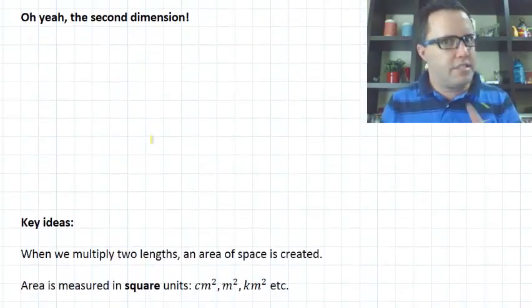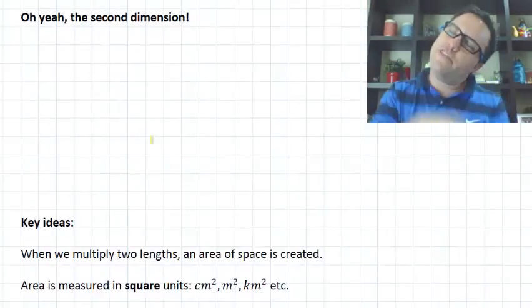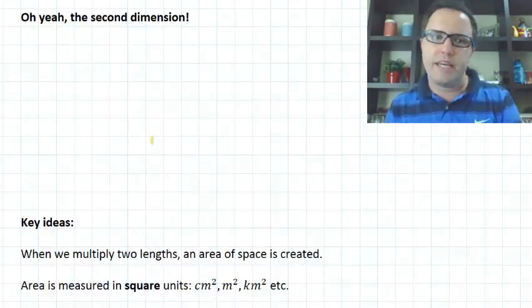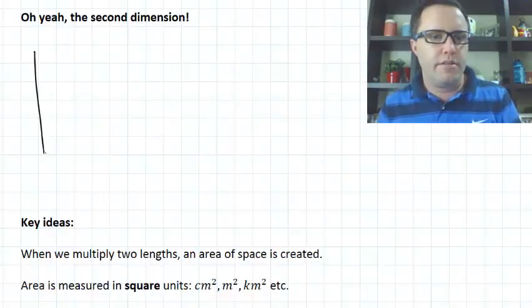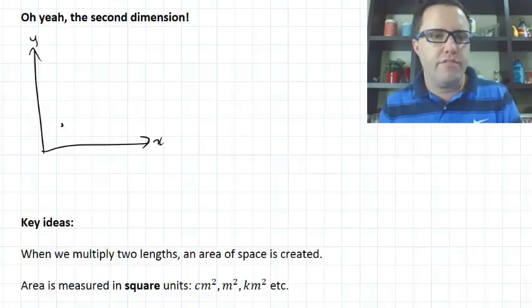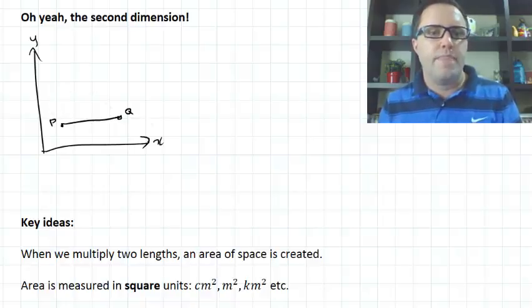All right. Oh yeah, the second dimension. So we just did the first dimension, now we're about to move into the second. Okay, so let's quickly grab our little Cartesian plane here, okay? Our X and our Y. Now remember we went from 0 to 2 dimensions, okay? Our points P and Q, remember, in the last video.